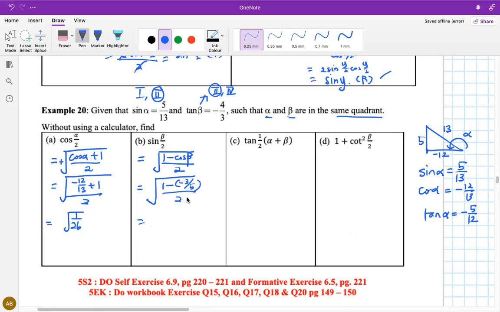If you use a calculator, you should be able to get the answer 4 over 5. That is 5 plus 3, 8, so 8 over 5 divided by 2. So 8 over 5 divided by 2 is 4 over 5, right? Then tangent of one half of alpha plus beta. So how to solve this?